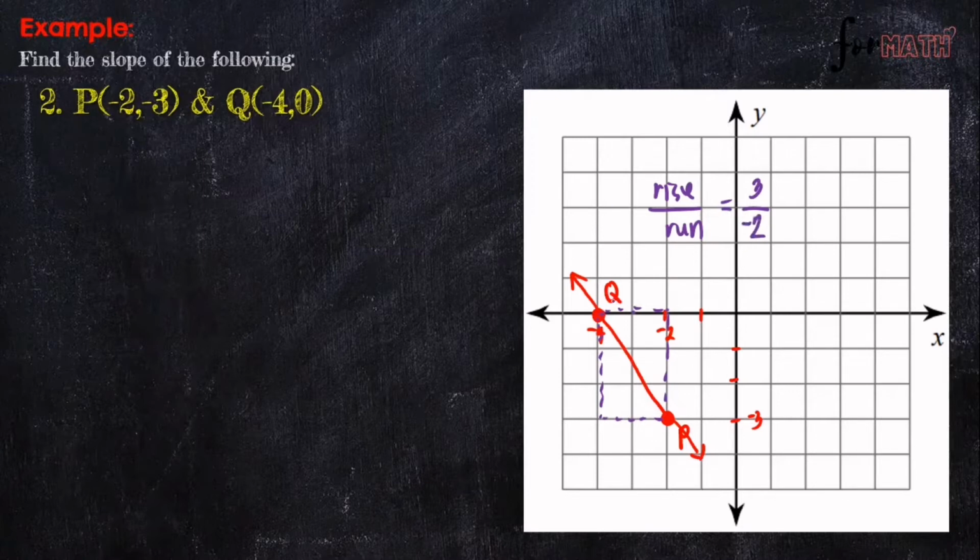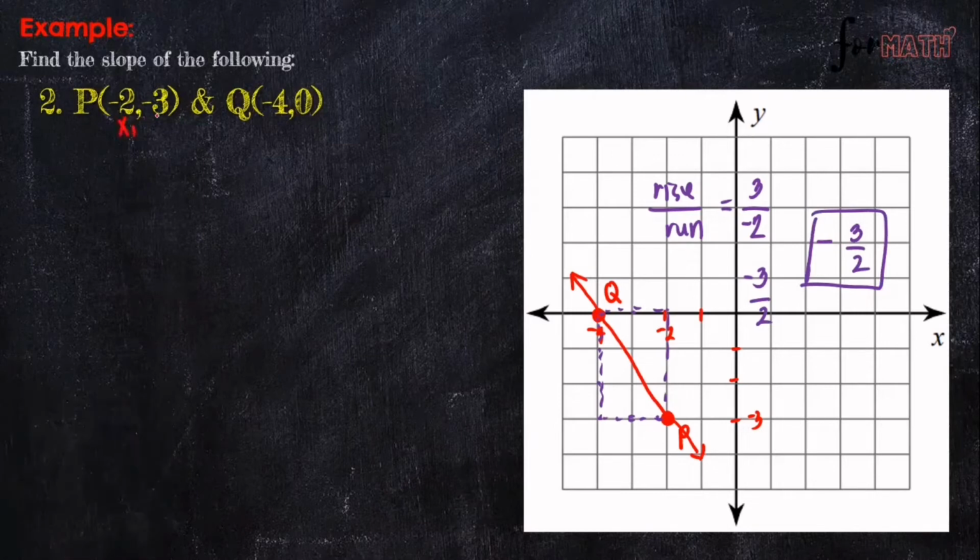Kapag naman nag-start ka sa Q, same lang din naman po. Let's say, 1, 2, 3. So, we have negative 3. And then, 1, 2. So, positive 2. So, pareho lang naman sila na ang sagot ay negative 3/2. Yan yung slope. Okay? So, syempre, compute natin using our formula.